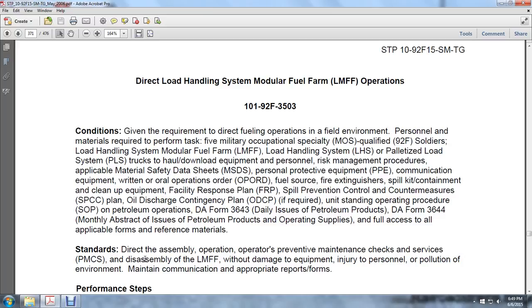DA Form 3643, daily issues of petroleum products. DA Form 3644, monthly abstract of issues of petroleum products and operating supplies. Full access to all applicable forms and reference material. Disassemble, directly assemble, operate, perform preventive maintenance checks and services, and disassemble the Load Handling System Modular Fuel Farm without damage to the equipment, injury, pollution, or other harm to the environment.